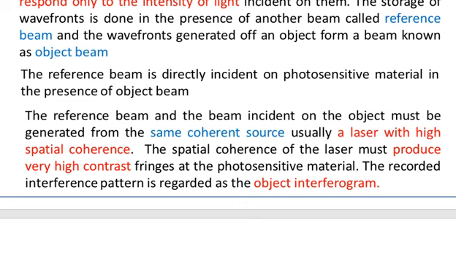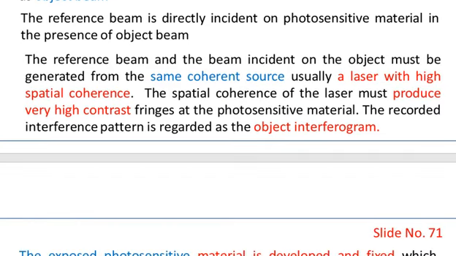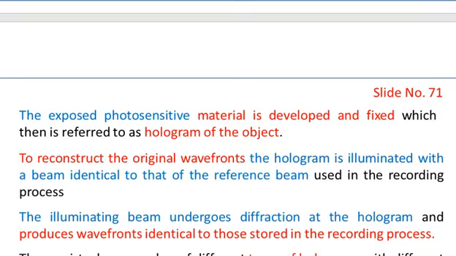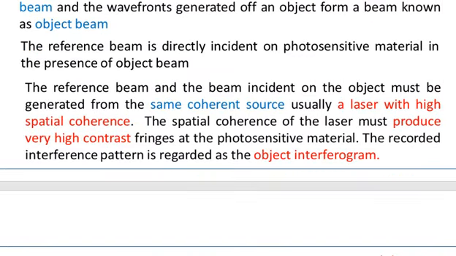The reference beam and the beam incident on the object must be generated from the same coherent source, usually a laser with high spatial coherence. The spatial coherence of the laser must produce very high contrast fringes at the photosensitive material. The recorded interference pattern is regarded as the object interferogram. So you see that in holography we shall be recording the object interferogram, that is, the interference between the reference beam and the object beam.